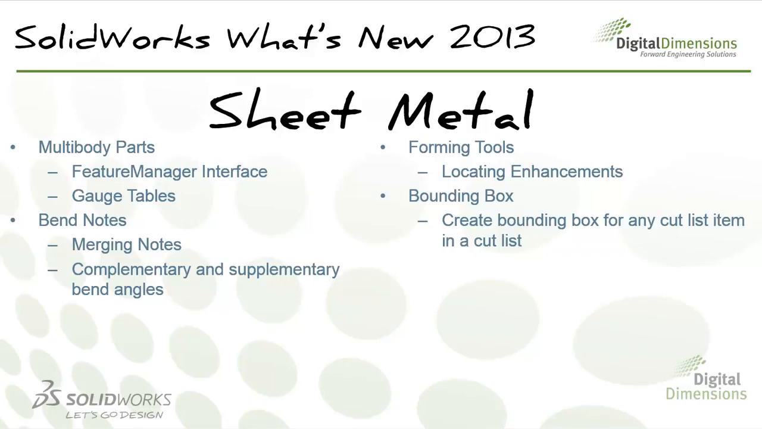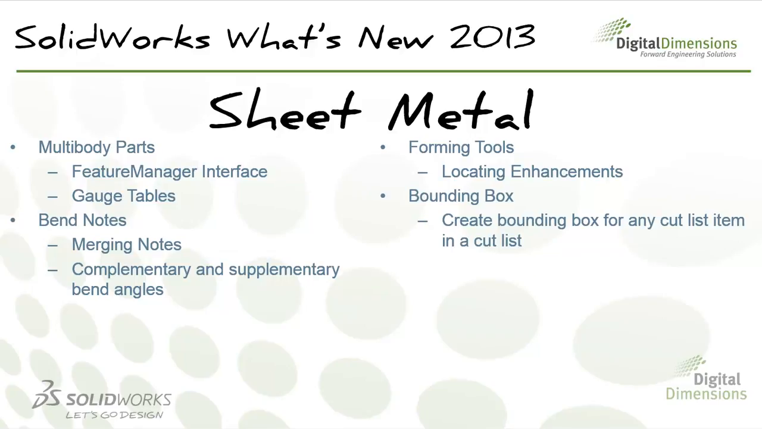Some new functionality includes additions to the Feature Manager interface, the ability to use a single gauge table to drive multiple sheet metal bodies, the ability to merge notes and include complementary and supplementary bend angles in notes and bend tables for our drawings, locating enhancements for forming tools, and the ability to create a bounding box for any cut list item in a cut list.